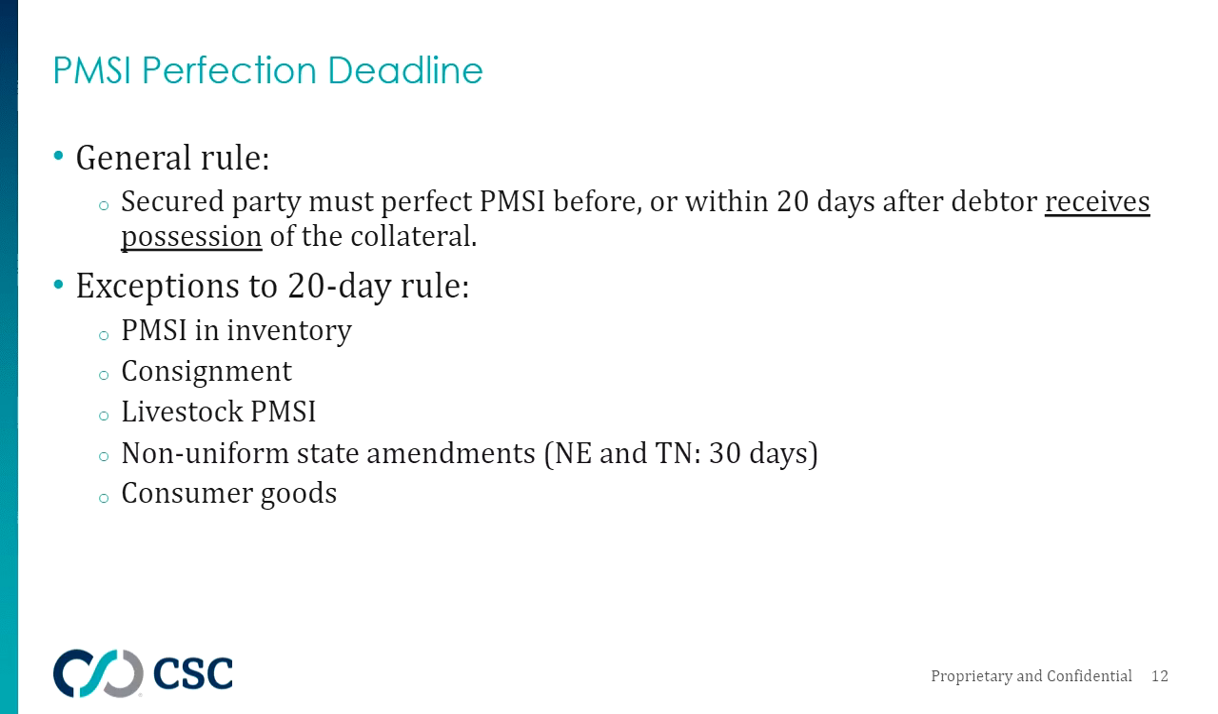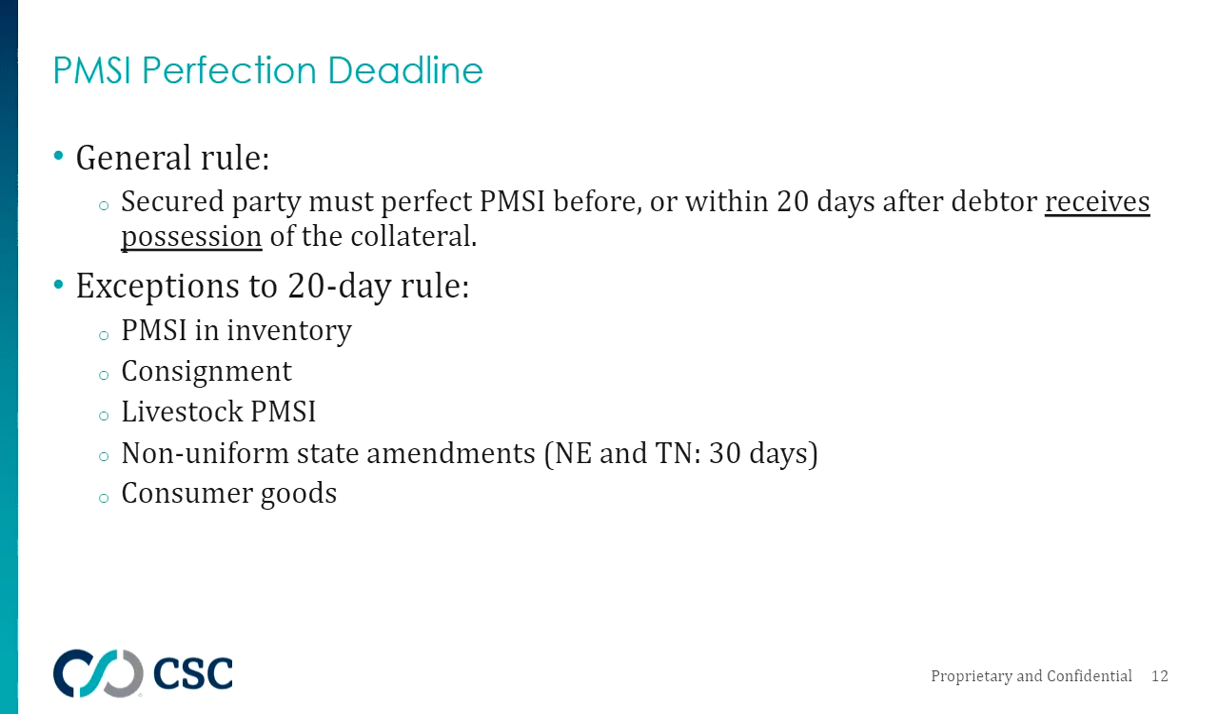The deadline is critically important because it has to be strictly complied with. There are filing deadlines for purchase money security interests. The general rule is that a purchase money security interest must be perfected either before or within 20 days after the debtor receives possession of the collateral. Not when the debtor signs the sales agreement or the security agreement or does some other action. It's when the debtor receives possession of the collateral.